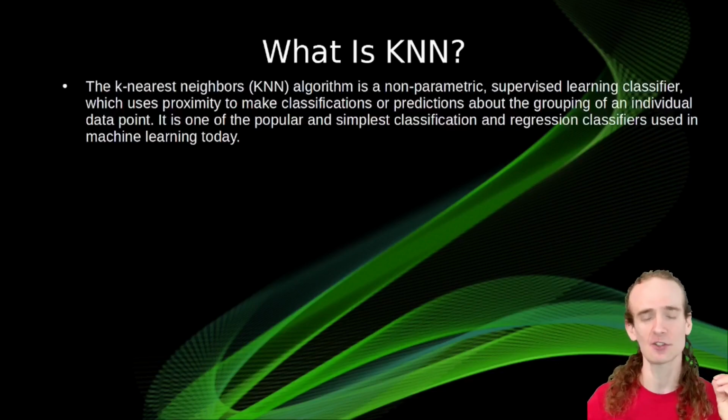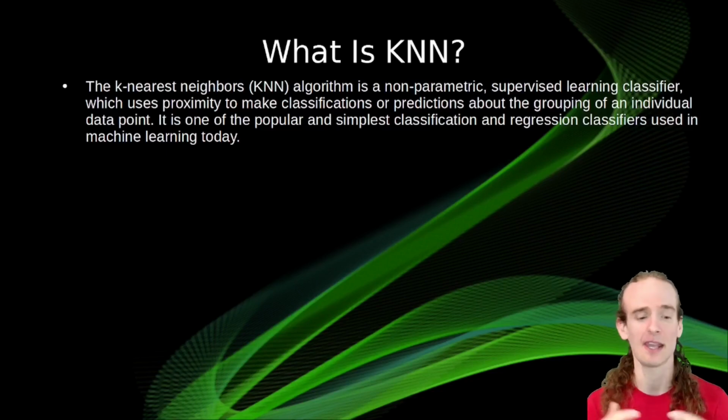So the official definition from IBM is that the k-nearest neighbors algorithm is a non-parametric supervised learning classifier which uses proximity to make classifications or predictions about the grouping of an individual data point. It is one of the popular and simplest classification and regression classifiers used in machine learning today. So obviously an important definition, lots of big words.